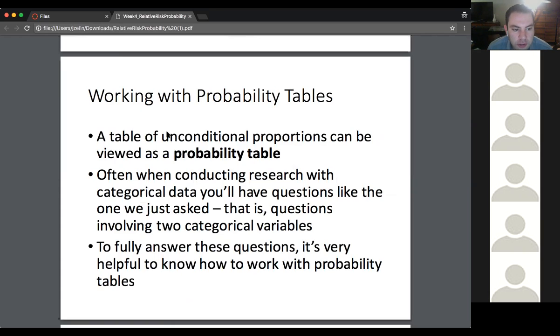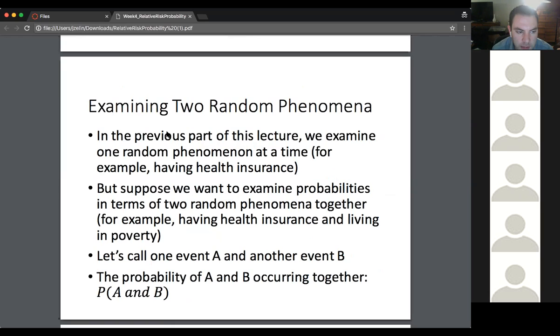When we're conducting research with categorical data, you'll have questions like the one that we just asked, questions involving two categorical variables. And to fully answer these questions, it's very helpful to know how to work with the probability table. So we're looking at two random phenomena, an event A or B, and for the probability of A and B both occurring, we can use the notation P(A and B).